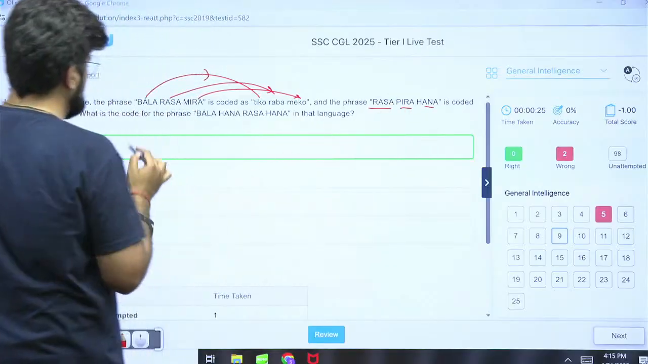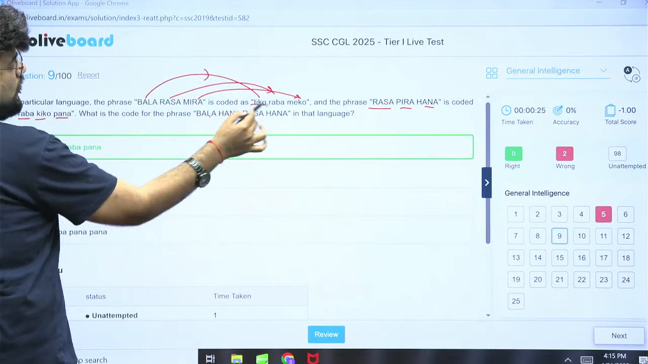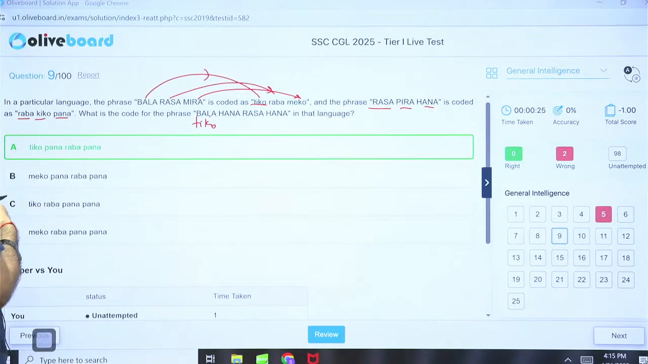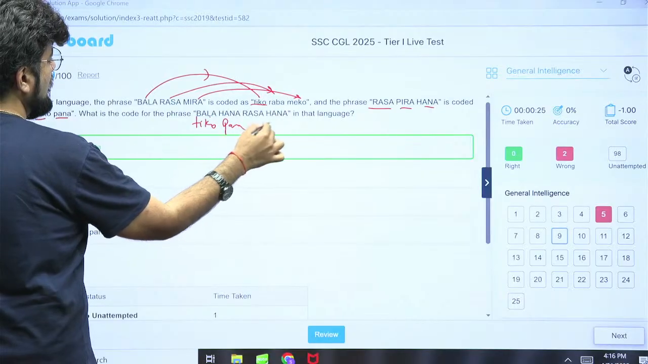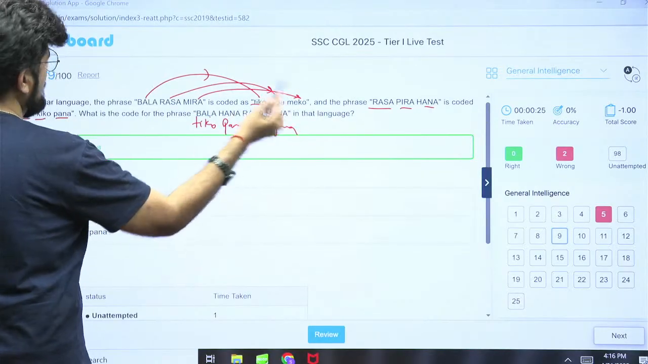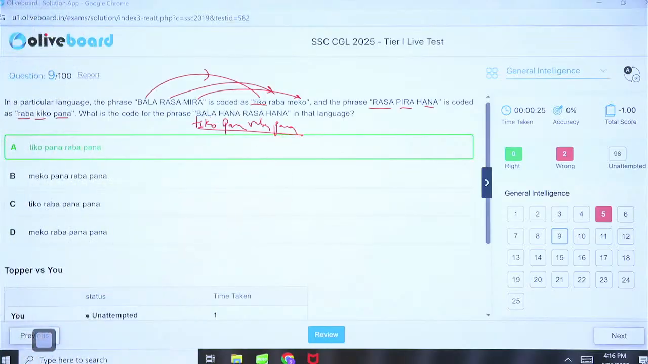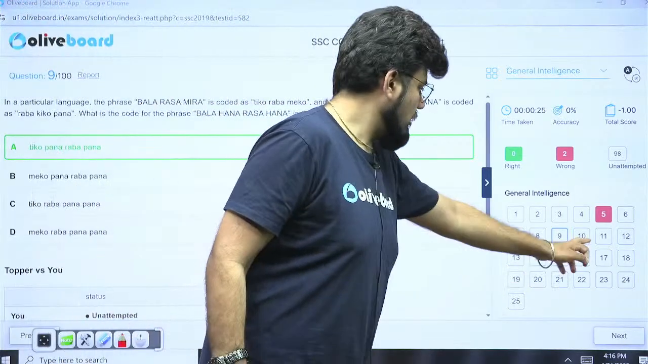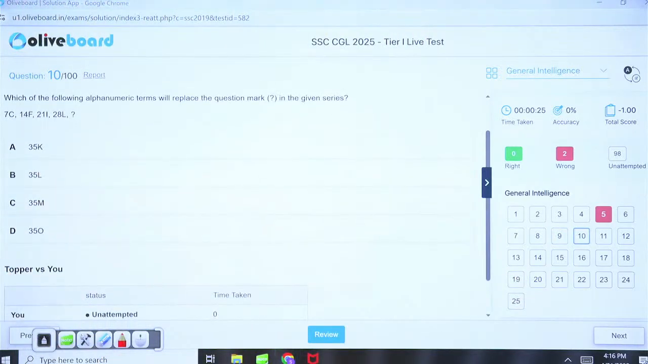Sometimes very easy things create problems for you. So for Bala, we need Tico. For Hana, which is common in both the cases, no, Hana is there, we need Pana. Pana. And Rasa is the first one, Raba. So option A is the right answer. Question number 10. Extremely easy. Try this.